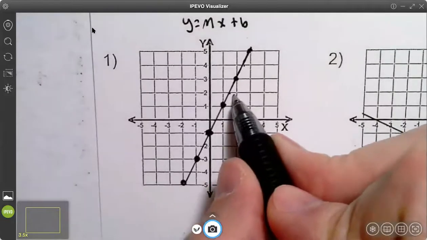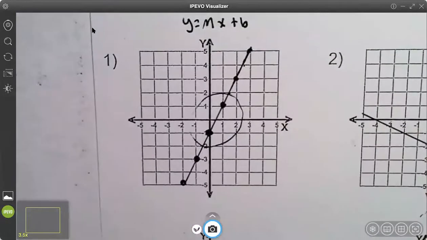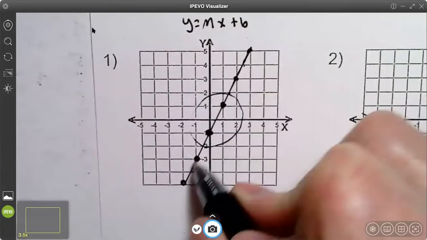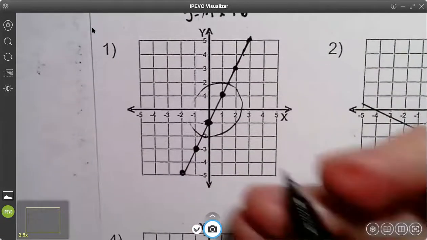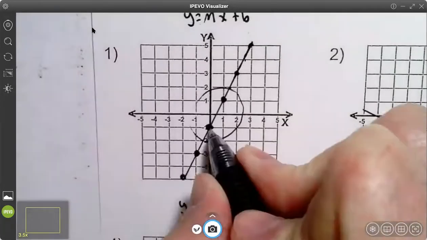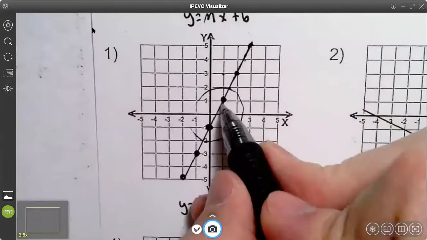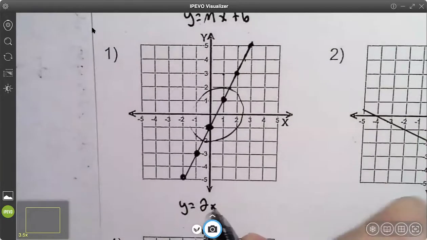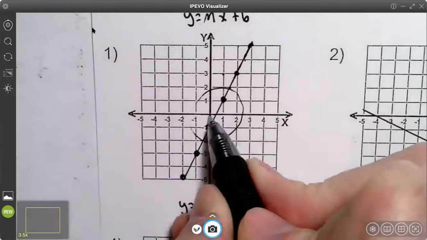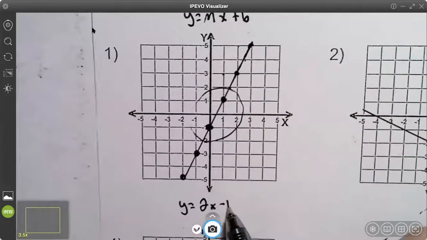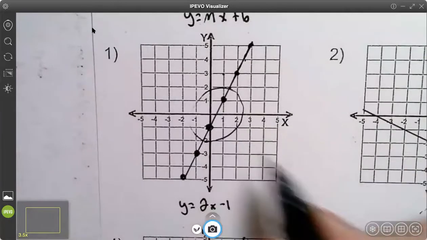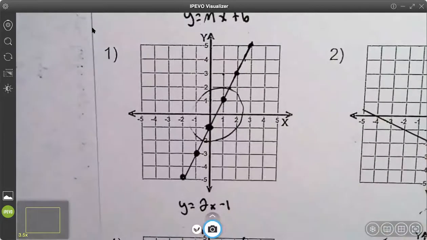Now I really only need these two right here to write my equation, but just to check my work, I checked all of them. My slope is 2. Rise 2, run 1, rise 2, run 1, rise 2, run 1, or rise -2, run -1. Now, this equation shows a slope of 2, but a y-intercept of 0. That's not the case. My y-intercept should be -1, so I need to write that in. So my slope-intercept form is y equals 2x minus 1. Minus 1 is my y-intercept, where it crosses the y-axis. 2 is my slope. Rise 2, run 1.